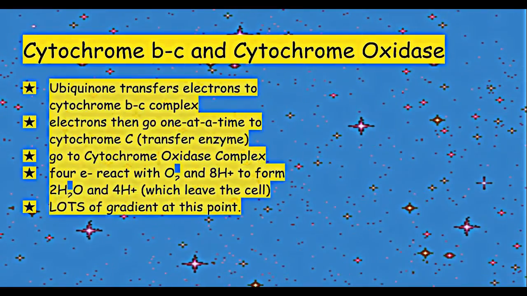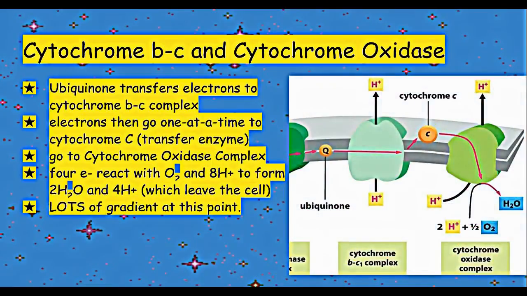All right, so cytochrome BC and cytochrome oxidase, the two middle proteins in the ETS. So the ubiquinone transfers electrons 2 at a time to the cytochrome BC complex, which gives energy for more hydrogen ions to go on the other side of the phospholipid bilayer through cytochrome BC. And then electrons go on the cytochrome C transport molecule to the cytochrome oxidase complex 1 at a time.